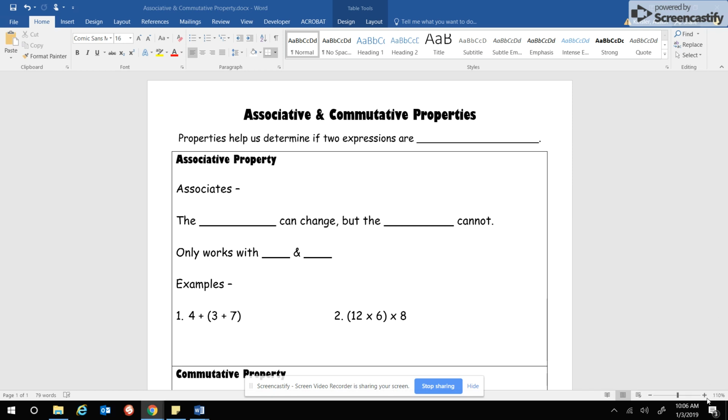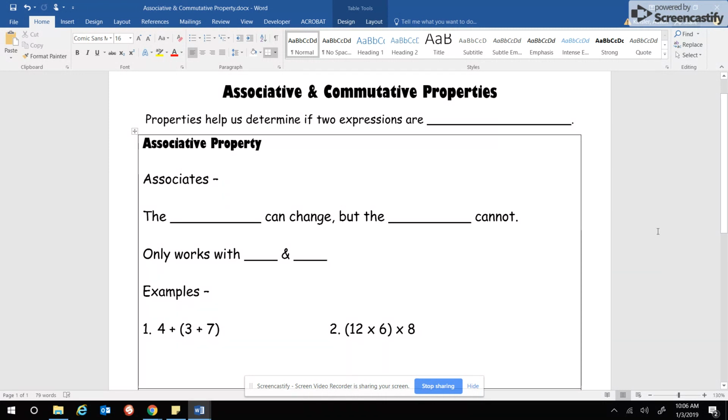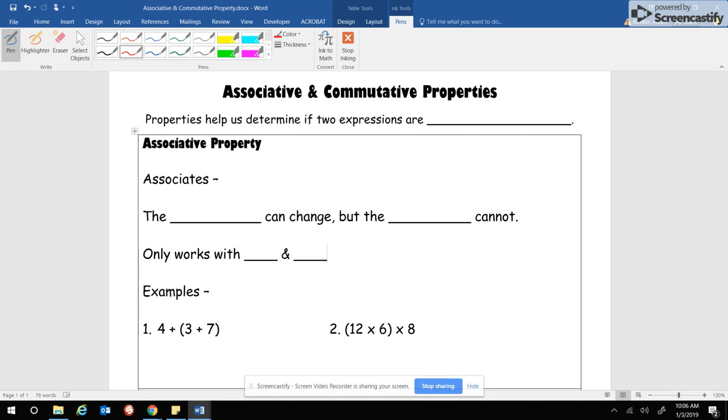All right, we're going to talk about associative and commutative properties. And we haven't really looked at properties yet, but basically they help us determine if two expressions are equivalent. So that's without us having to try to solve it, we can use properties to figure out if two expressions are saying the same thing. The first property is called the associative property.